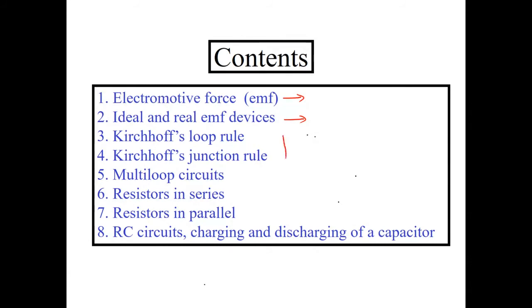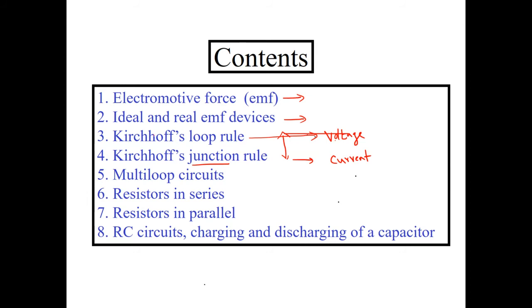And then we are going to study two rules. What are the two rules? Kirchhoff's loop rule and Kirchhoff's junction rule. My dear, the loop rule has another name: voltage rule. Loop rule is also called the voltage rule. Junction rule is also called the current rule. So please don't forget. Loop means it's related to the voltage. Junction means it is related to the current.